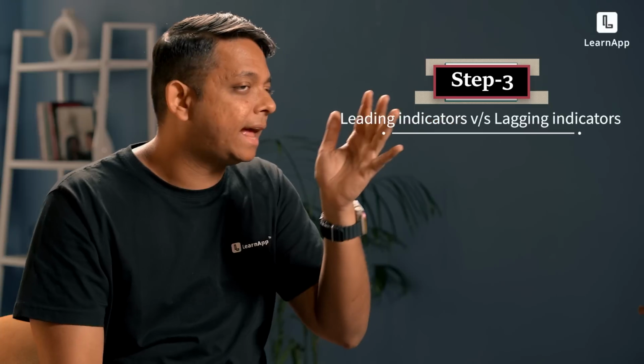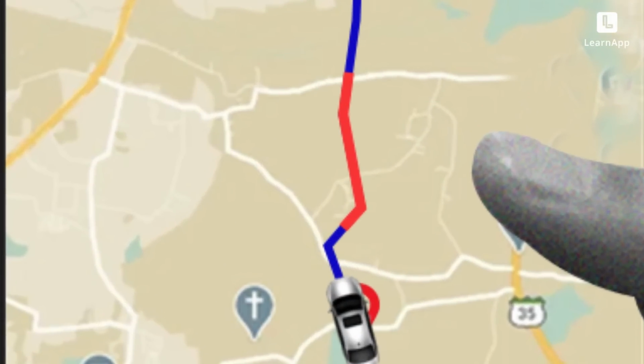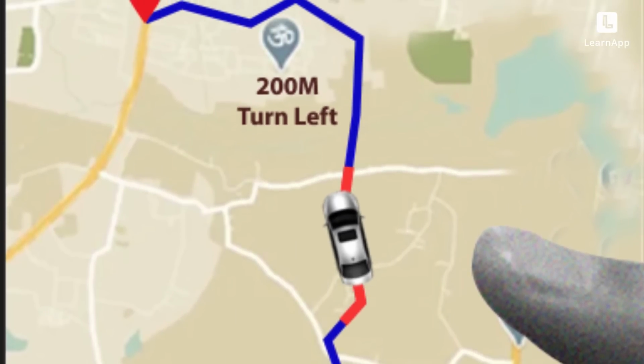Okay. So let's move to step 3. There are 2 types of indicators. They're called leading and lagging. So a leading indicator is like a GPS, right? It's telling you कि आगे traffic मिलेगा, आगे 200 meter में left लेना है, etc.